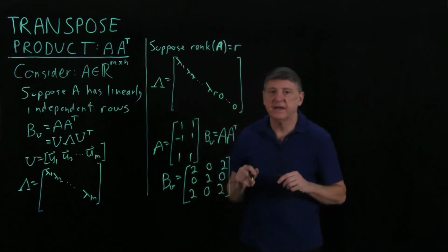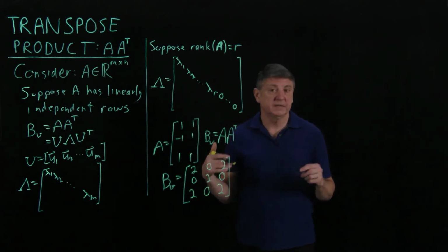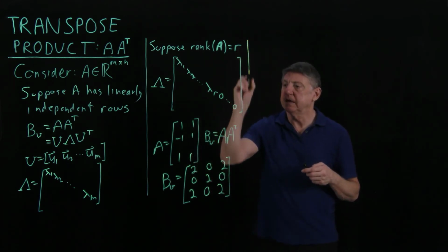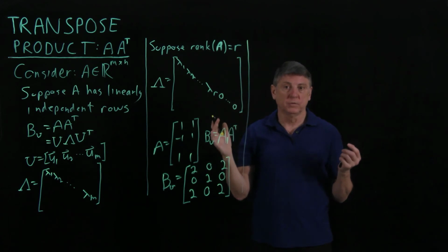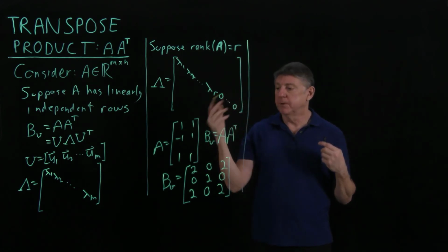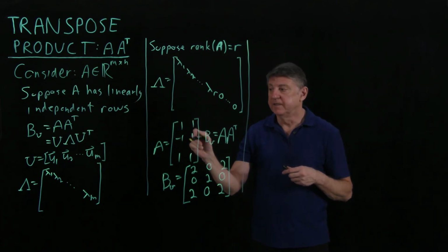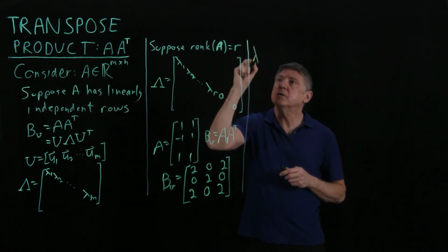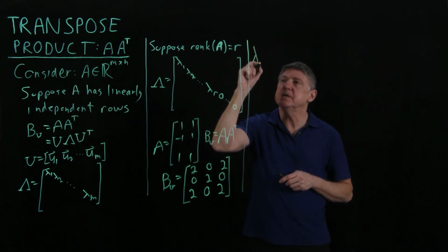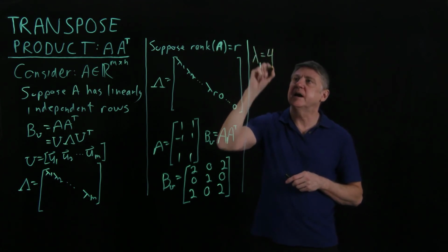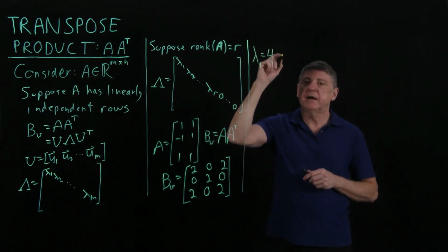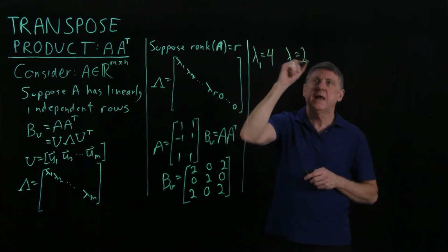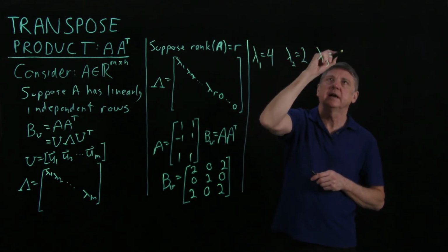So now I have a symmetric matrix, and it's positive semi-definite. Let's write down the eigenvalues for this. They're all real and non-negative, but I know from the construction that if A is rank 2, then B sub U has to be rank 2. When I calculate the eigenvalues for this, I get eigenvalue 1 is 4, eigenvalue 2 is 2, and eigenvalue 3 is 0.